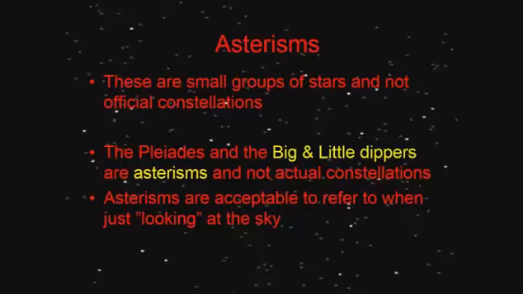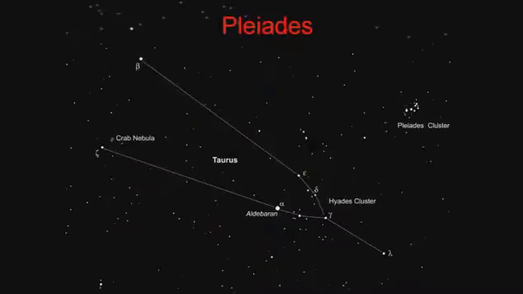And something I've already mentioned before, but didn't explicitly discuss, was the idea of asterisms. Asterisms are small groups of stars that are not official constellations. The Pleiades, the Big and Little Dippers, things that you can find easily in the sky, but aren't necessarily full constellations, but are just part of them. And there's nothing wrong with using them, just so you know that's not the whole constellation. So asterisms are quite acceptable to refer to when you're just looking at the sky, if you want to tell someone where to look.